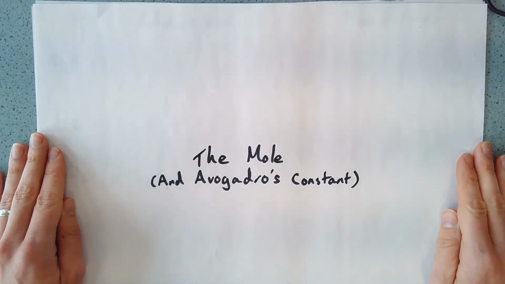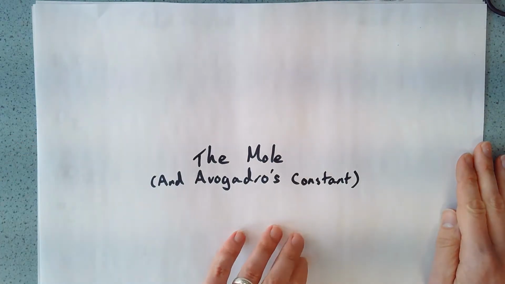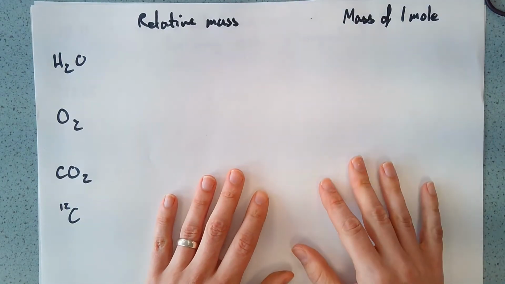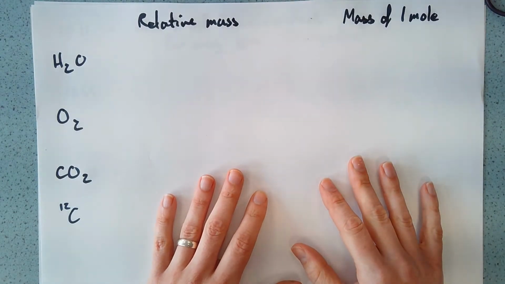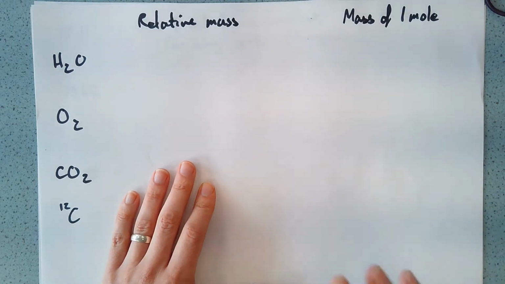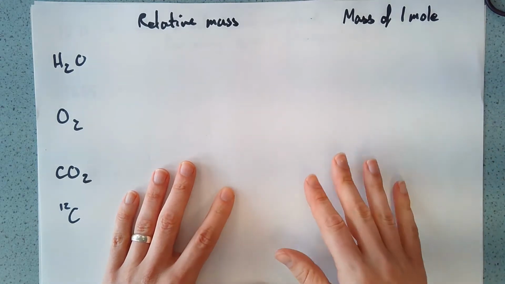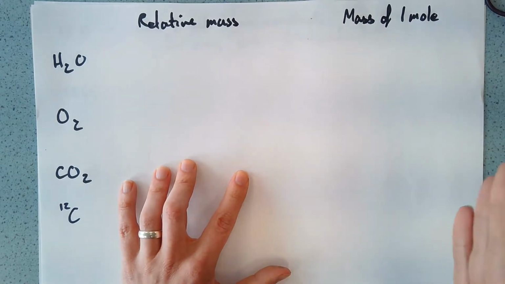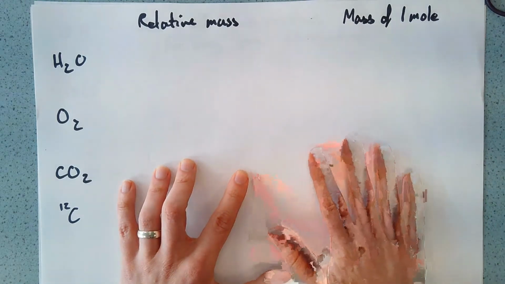In chemistry, one of the most important quantities is called the mole. So what is a mole? Well, first of all, we need to know a little about early chemistry. And early chemistry was focused on a few things, but one of those things was whether different elements had different masses.